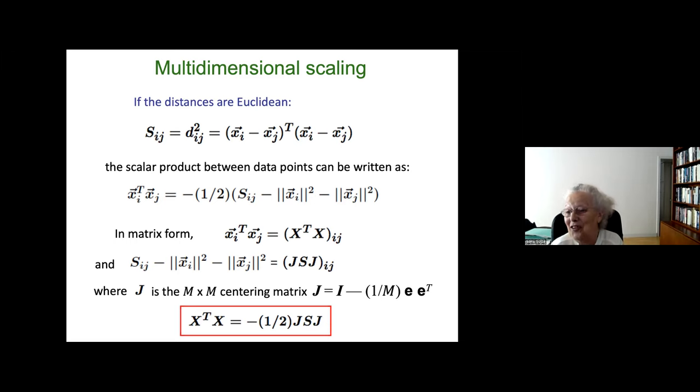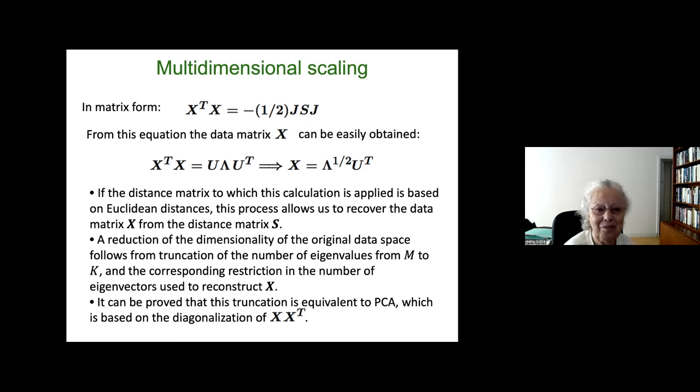I gave you the matrix of distances and I asked you, can you extract the data from that? So this is what we just did. In matrix form, we said X transpose X, which is the covariance matrix essentially, is minus 1/2 of JSJ. And from that we can get to the data matrix X, because X transpose X is the covariance matrix. Remember, it was U lambda U transpose. So X is the square root of lambda times U transpose. So you can reconstruct X. And remember that lambda had the variances, the sigma squares. And so the square roots of the eigenvalues are the standard deviations. So the matrix X is the rows of U, because it's U transpose, scaled by the appropriate standard deviations.